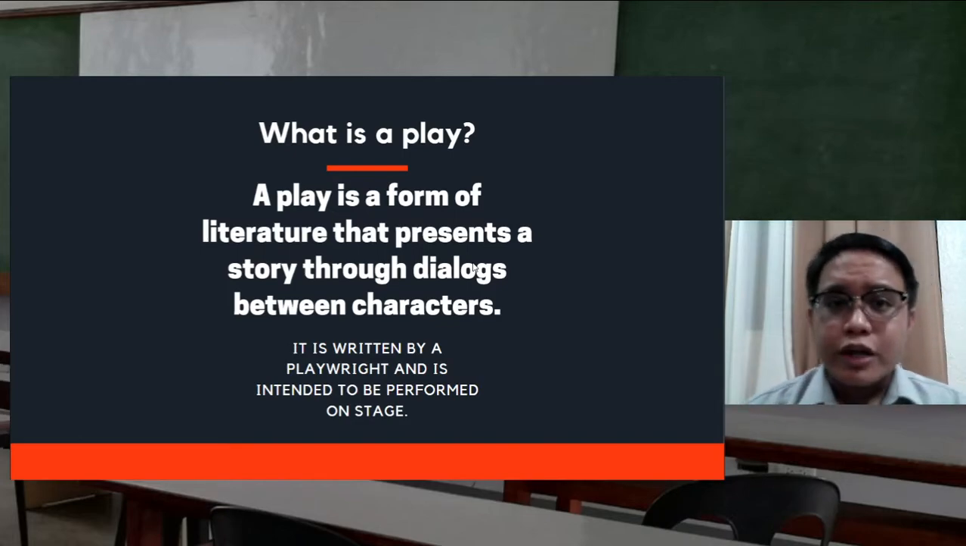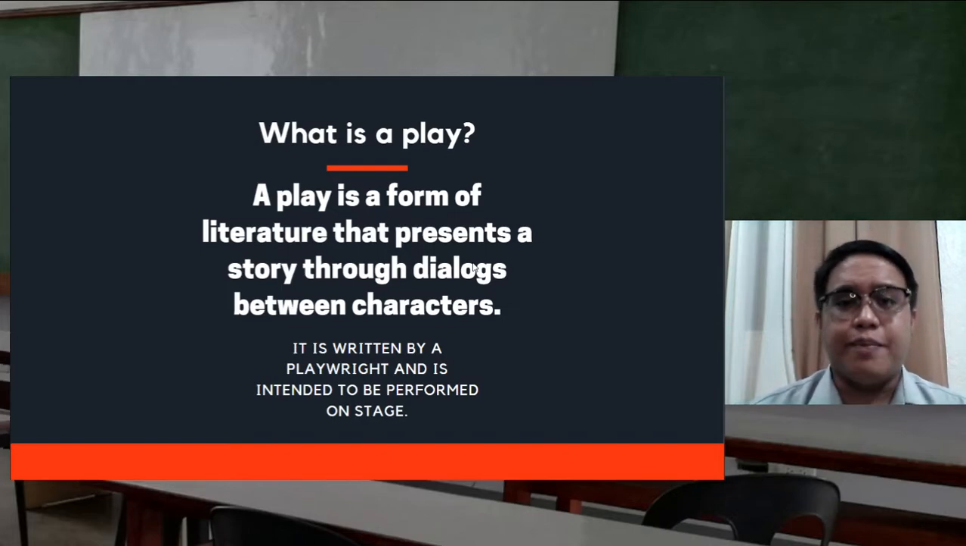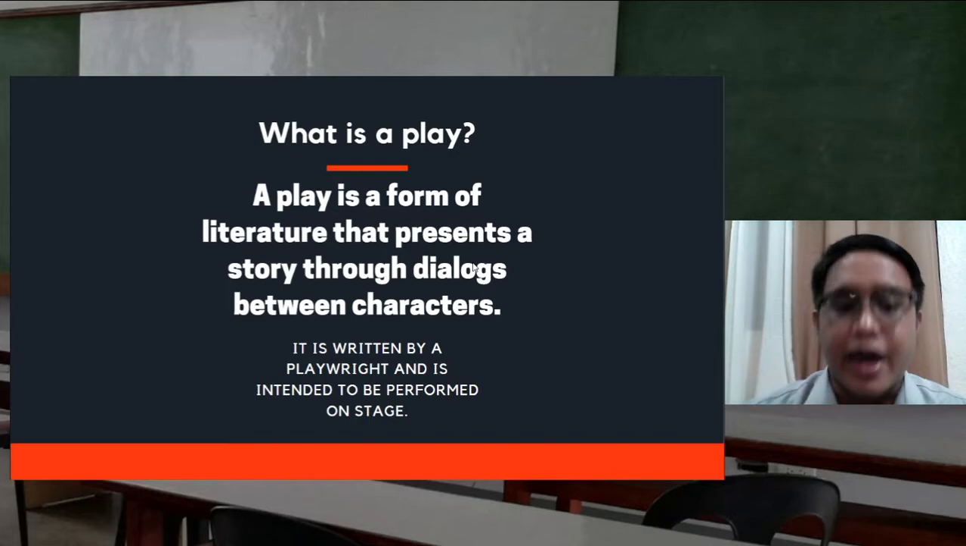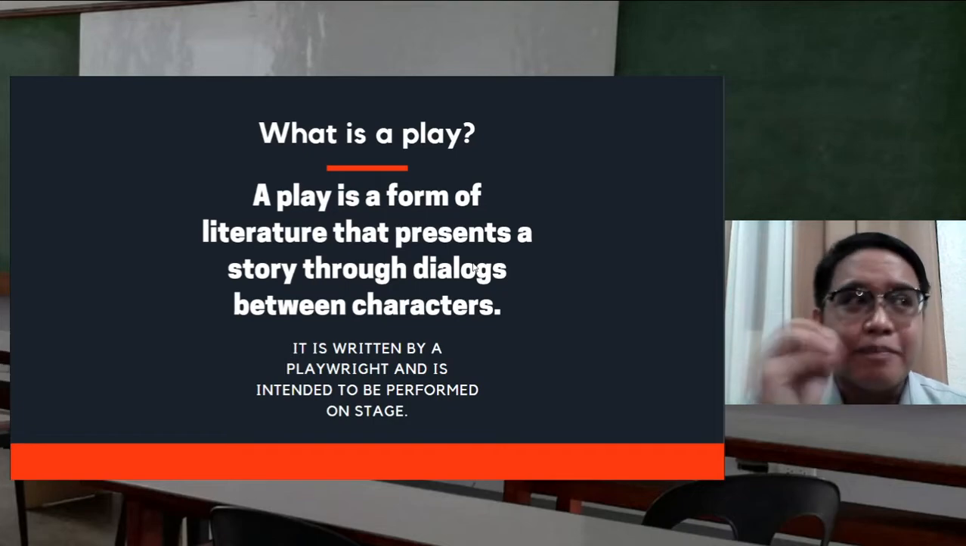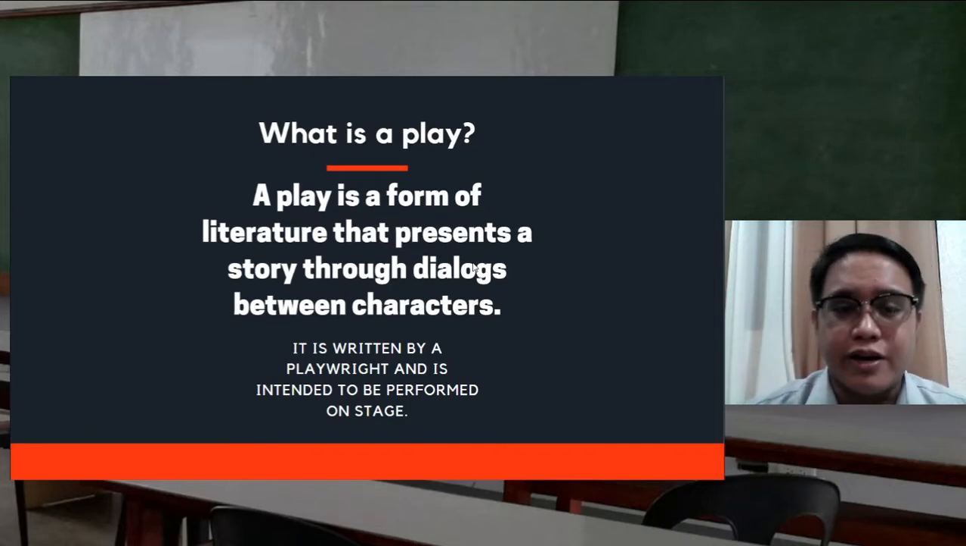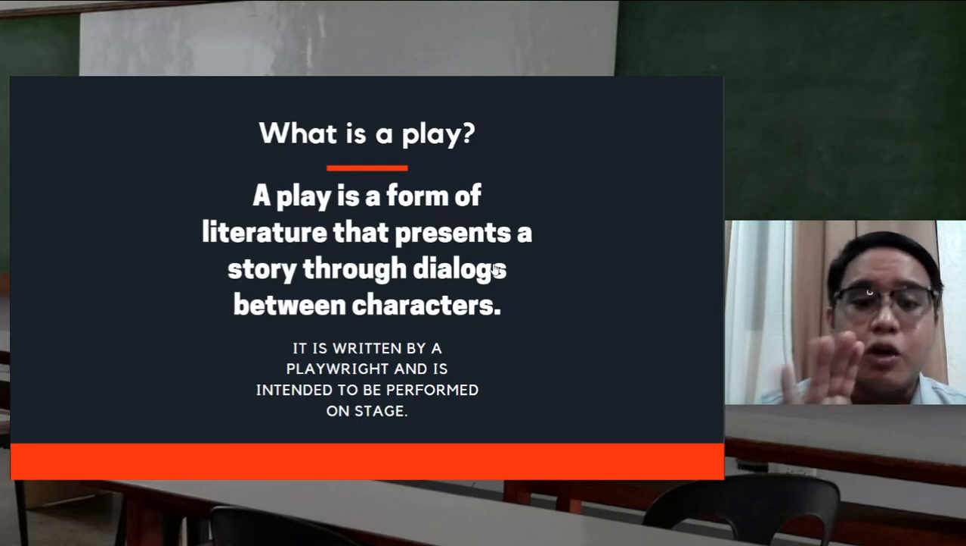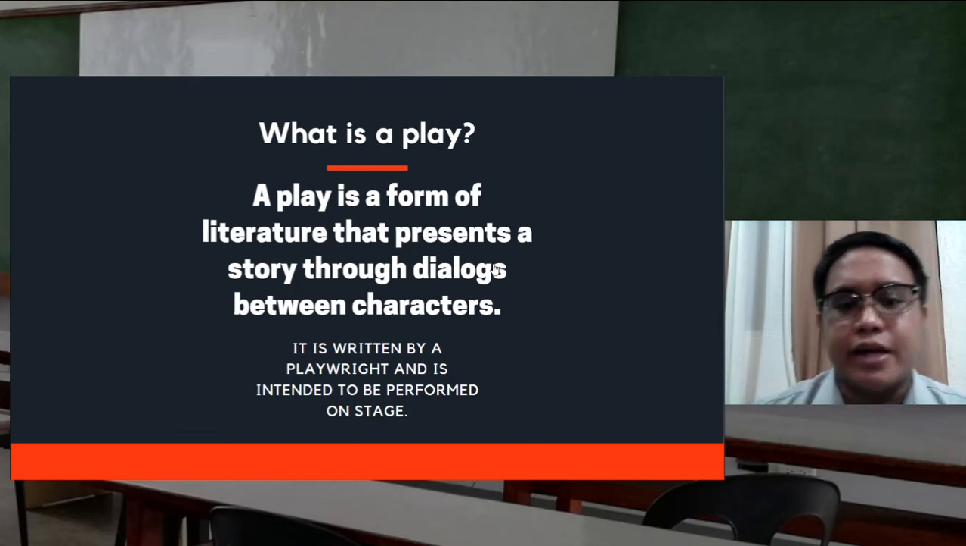And it is good to take note that the play is written by a playwright, okay? Playwright. And is intended to be performed on stage. So if a playwright writes a play, then the play is intended for stage. So dili yun na siya pwedeng basahon lang nato. That one is intended for stage, okay? And you will see with the elements of drama. You will know why it is intended for the stage.